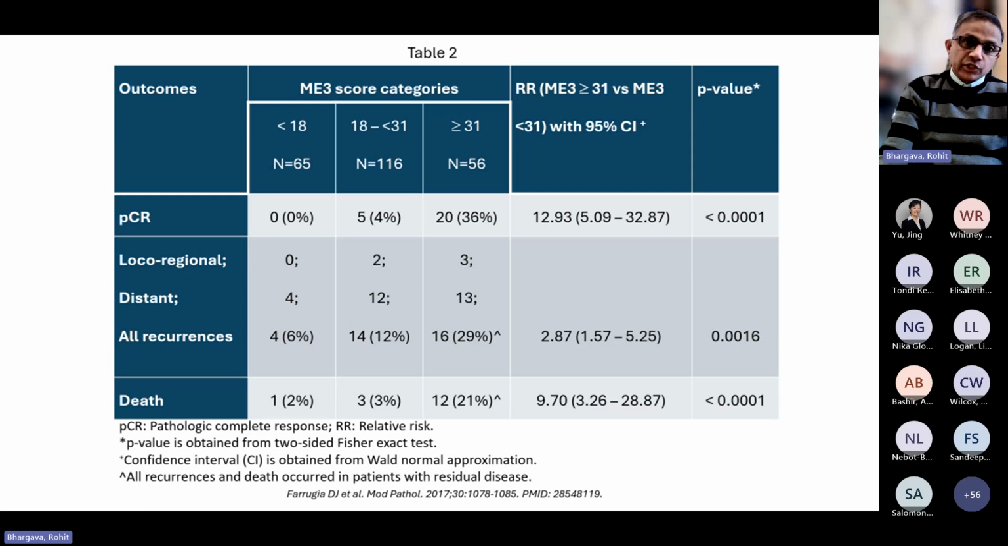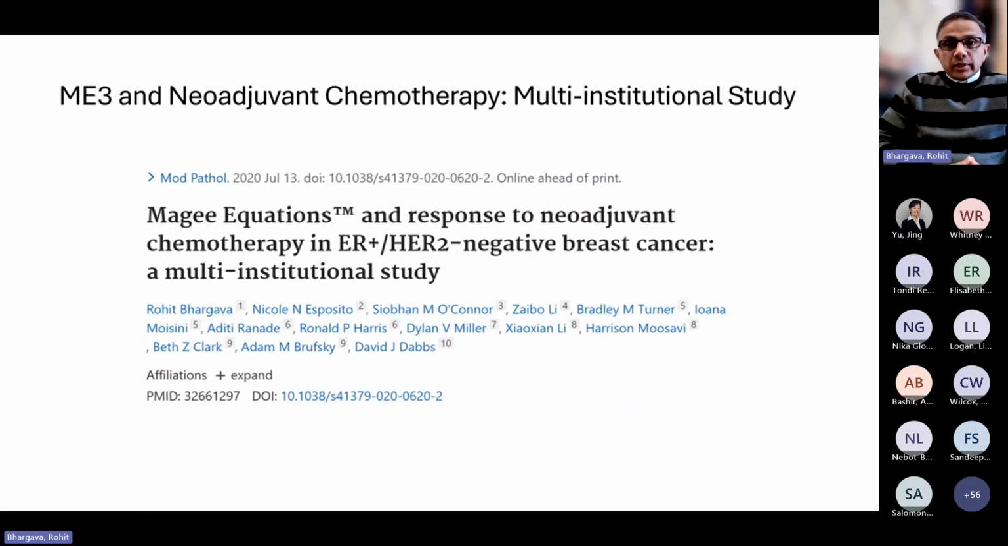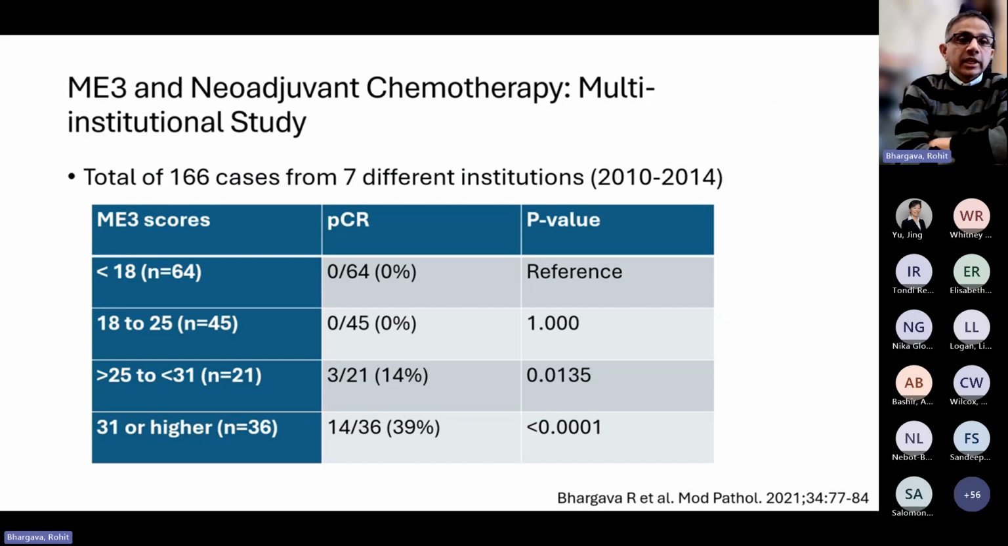So this was a single institutional study. So we wanted to see if a multi-institutional study would make any difference or would show the same things. In this multi-institutional study, Magee cases were not included, but there were 7 different institutions, some university hospitals, some more community-based practice hospitals, and a total of 160 cases were analyzed.